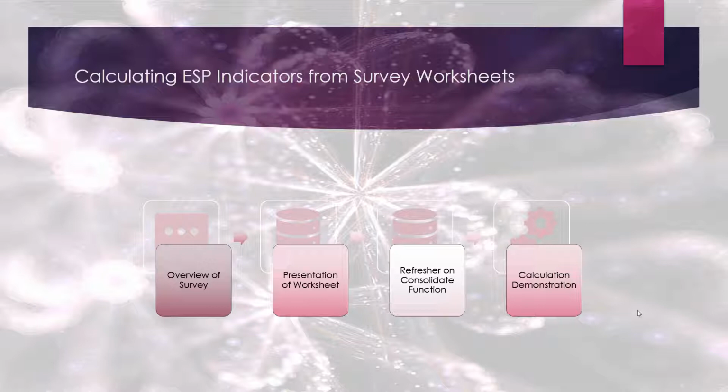And the last part of this video will have to do with demonstrating how, once all of the information for teachers and students has been consolidated, the related ESP indicators can be calculated using the products of the consolidate function.